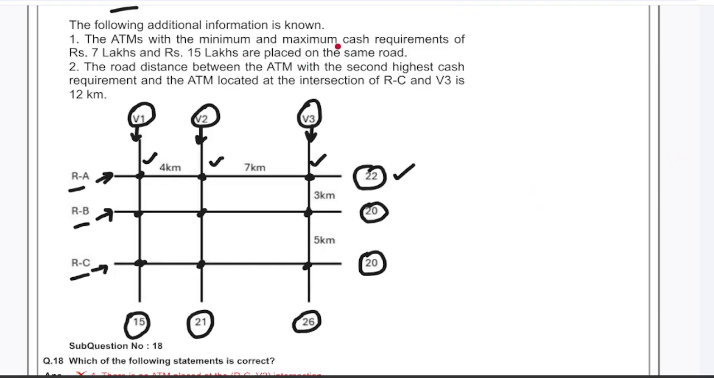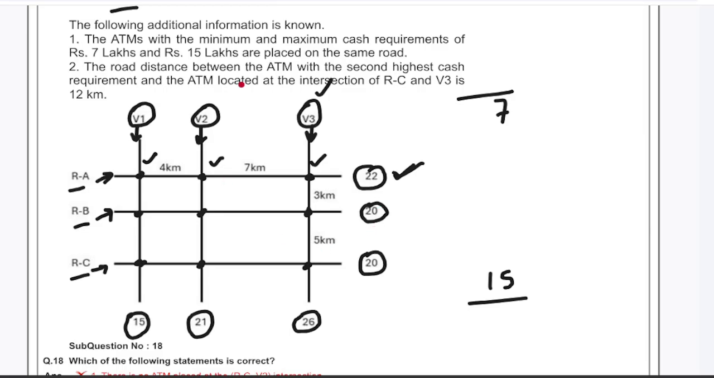The ATMs with the minimum and maximum cash requirement of 7 and 15 lakhs are placed on the same road. So there are six ATMs, the minimum is 7 and the maximum is 15. There's nothing more than 15, there's nothing less than 7. And they are placed on the same road. That means 7 plus 15, 22. So either that is on V3 or that is on RA, because only these two roads have a total of 22. Rest all the roads have less than that.